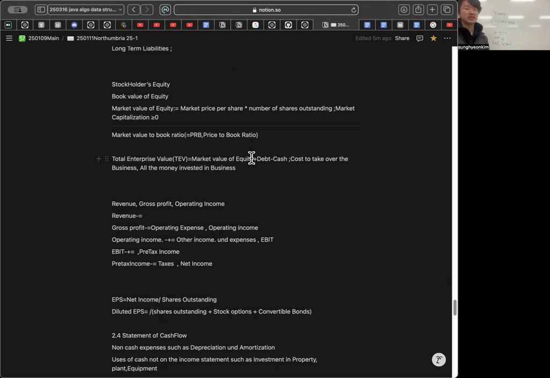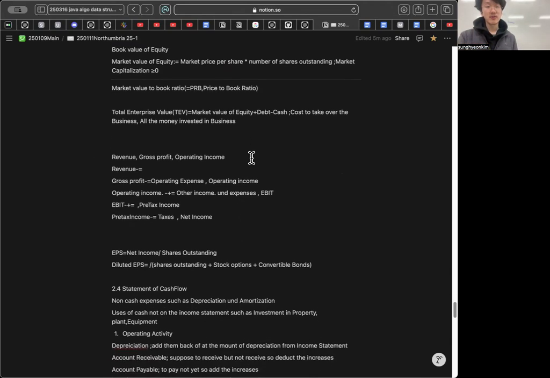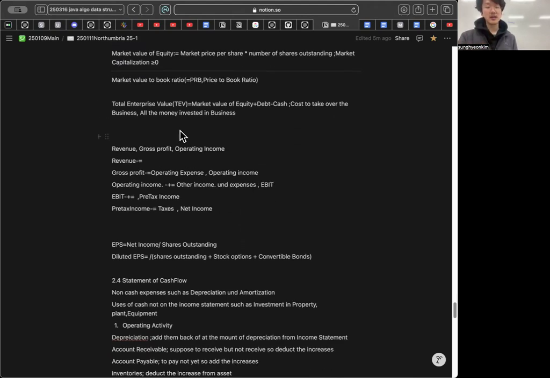For stockholders' equity, there's book value of equity and there's market value of equity. Book value of equity, you can find in the balance sheet of the financial statement. Market value of equity you can define as market price per share multiplied by number of shares outstanding, which is market capitalization, a positive real number. The ratio between market value of equity and book value of equity is PBR, and you can analyze growth by PBR, whether it is a growth stock or a value stock.